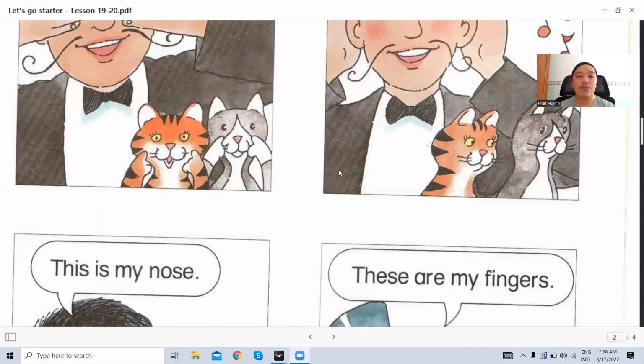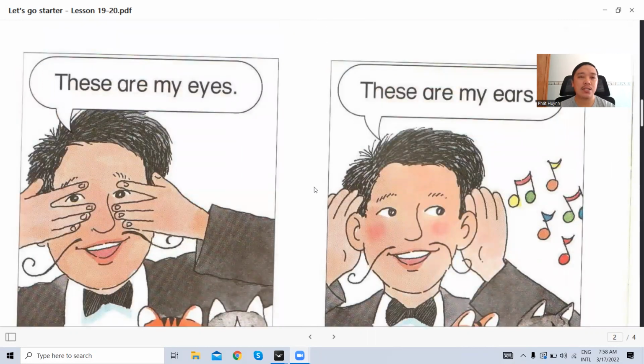Now we go to the next part, part two. So today we are going to consolidate and review how to introduce our body parts. Hôm nay chúng ta sẽ ôn lại và giới thiệu về bộ phận cơ thể. Now, eyes. My eyes. What is my eyes? My eyes là các bạn à. Đôi mắt của tôi. Okay. So these are my eyes. Những cái này là đôi mắt của tôi.